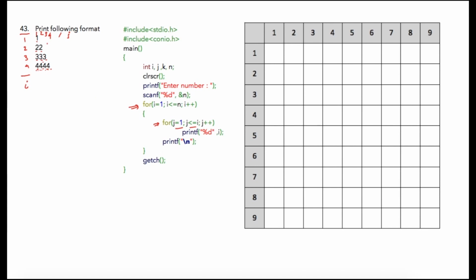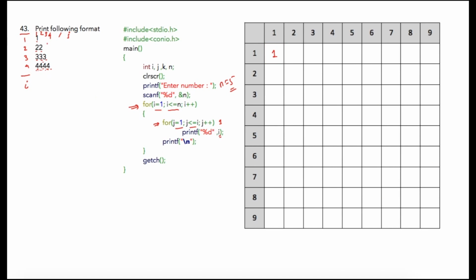So let us see how this program will execute. Suppose the user has entered 5 as input, so n is equal to 5, and I'm initializing i to 1, so the condition will be checked till 5. So this loop will execute 5 times, and inside of that loop I have initialized j with 1 and I'm checking the condition j less than or equal to i, which is 1. So this loop will execute in the first iteration one time. So the value of i, which is 1, will be printed over here.